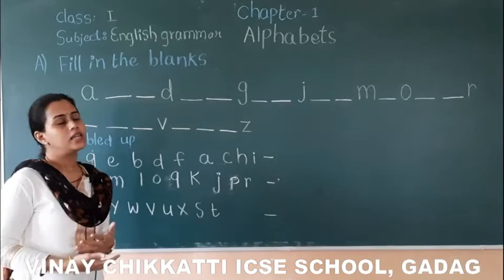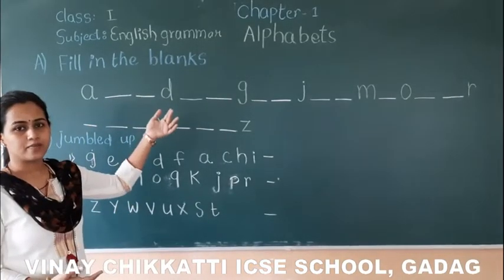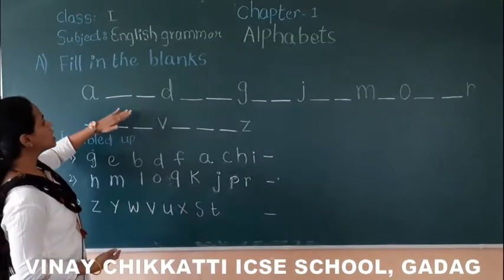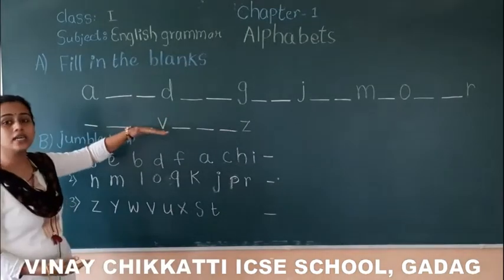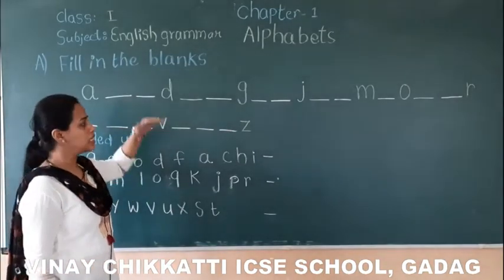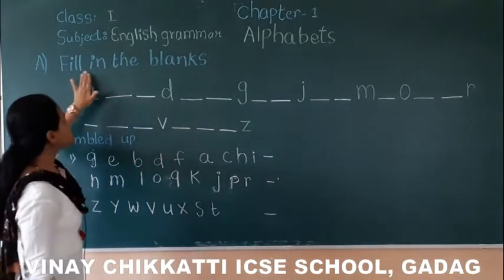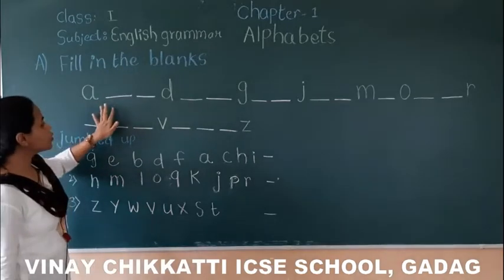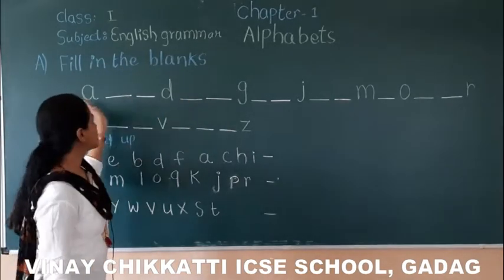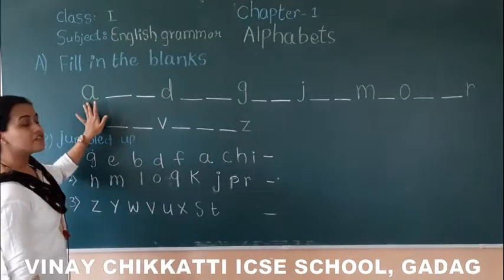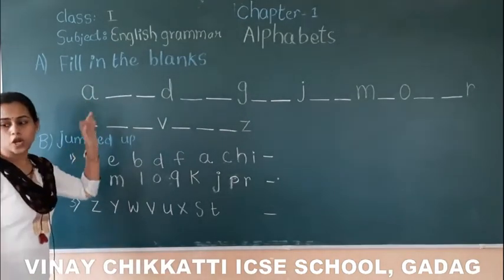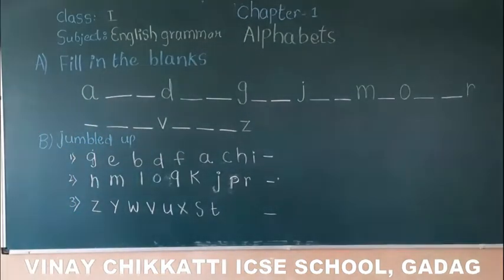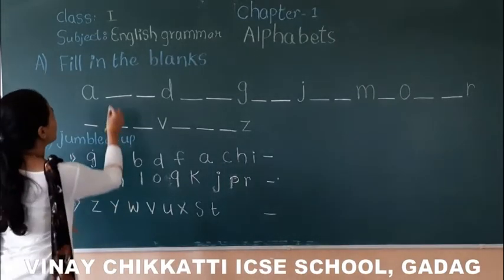Okay children, now we know the alphabets, right? So we go to the next one. These are the small letters, right? Fill in the blanks. What do we have to do? There is a space between these two. So after A, what will come? What will come after A? Yes, it's B.